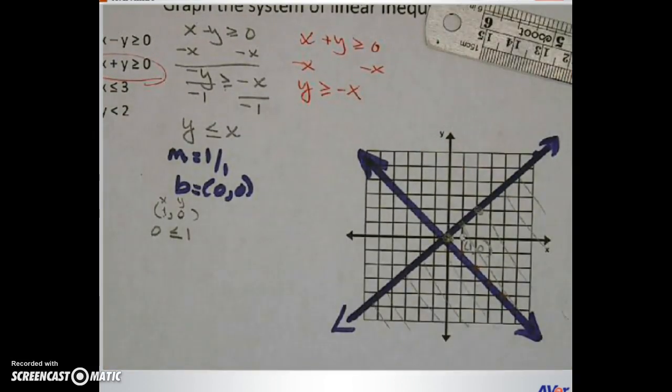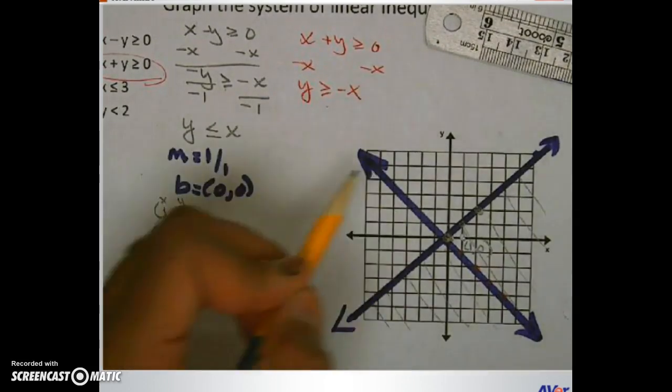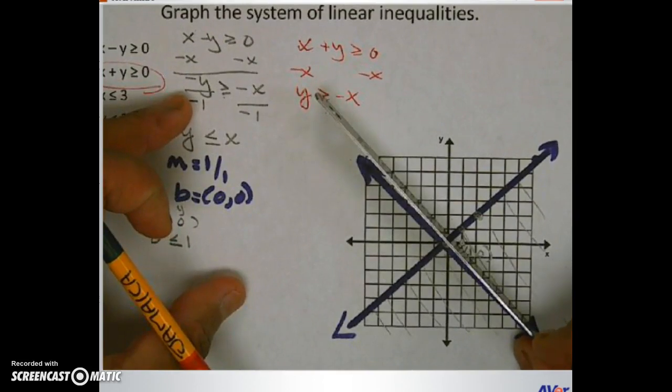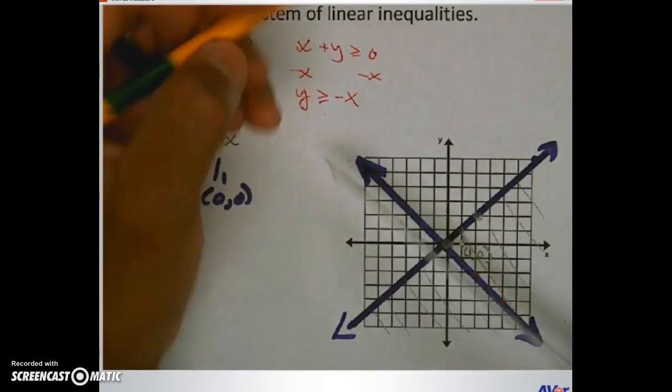So now, as I shade, I'm going for the area above this. So here's my line, just to make sure we remember. Here was my line. I want to go above it because it's greater than. So here I am.